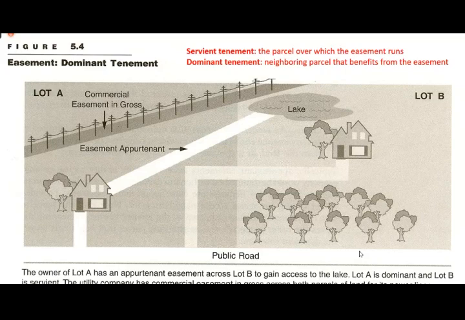So I want to go over this one section again because you do need to know that the parcel over which the easement runs is known as the servient tenement. The neighboring parcel that benefits is known as the dominant tenement.